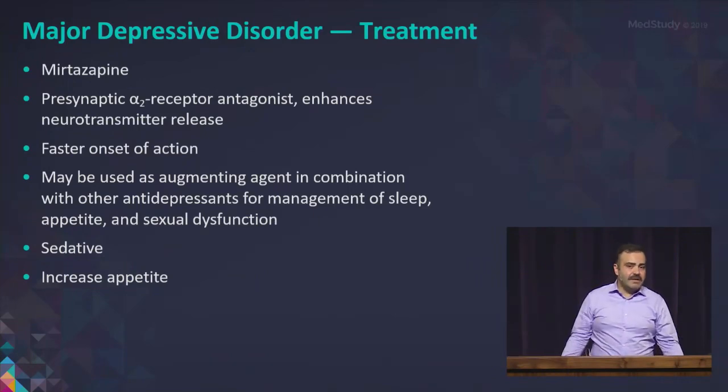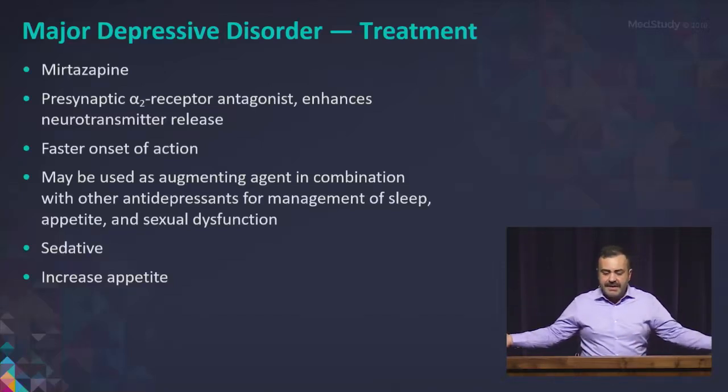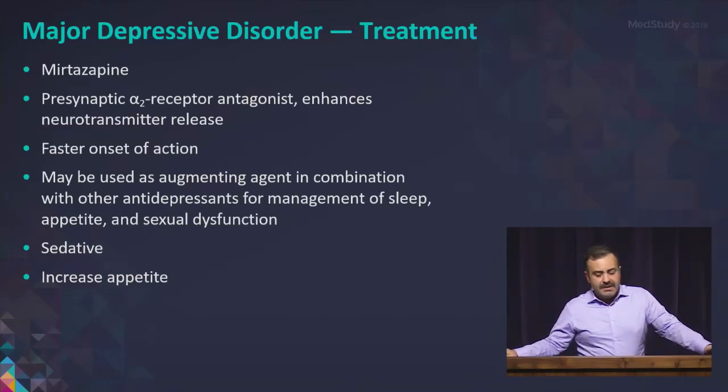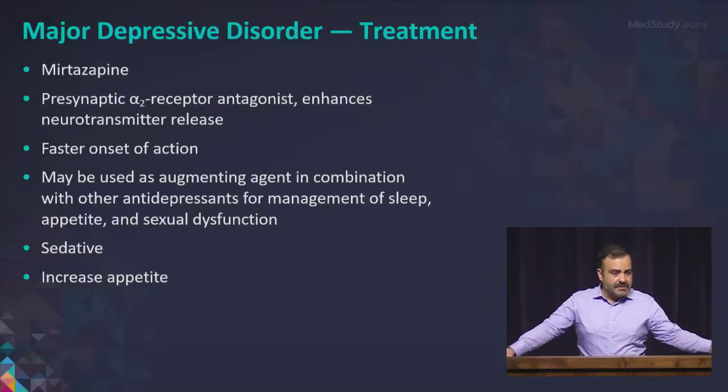Mirtazapine is another antidepressant, used a lot in geriatric patients. It is a presynaptic alpha-2 antagonist, and what it does is indirectly enhance the function of other neurotransmitters. It has a faster onset of action compared to SSRIs or other antidepressants. With other antidepressants, you have to wait 4 weeks for the medication to work, but this one works faster. You could also use it as an augmentation agent when combined with other antidepressants.